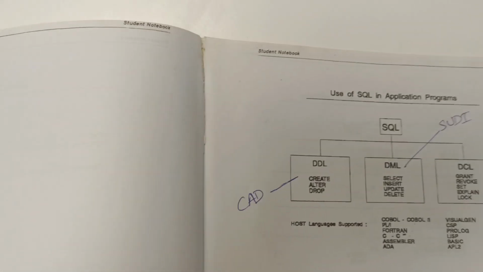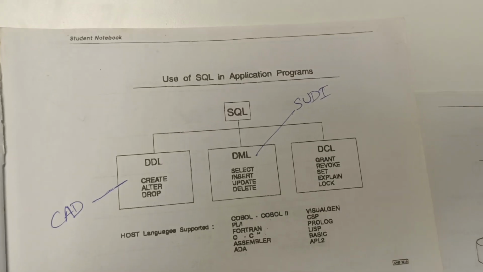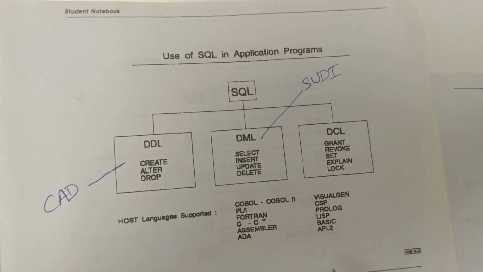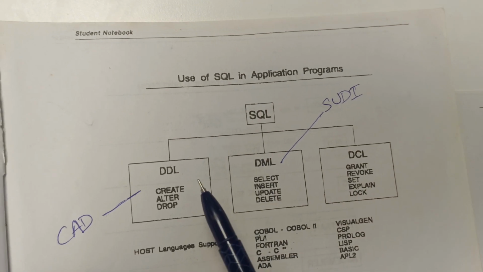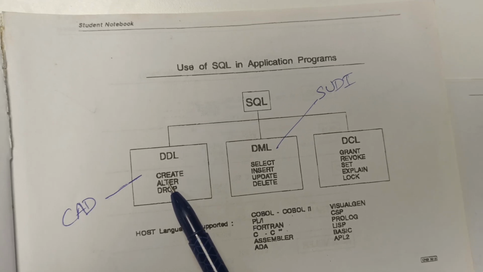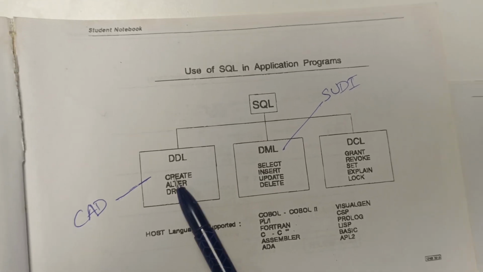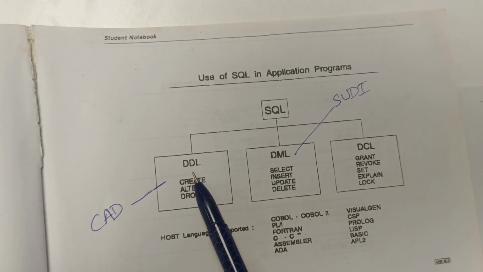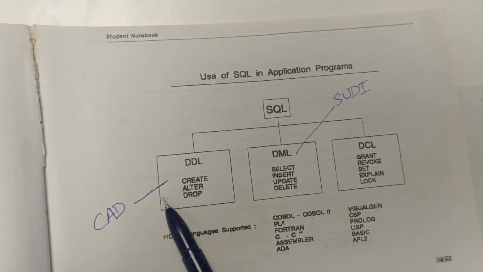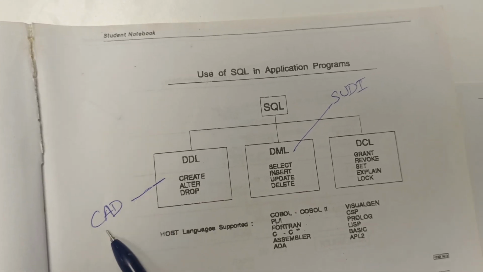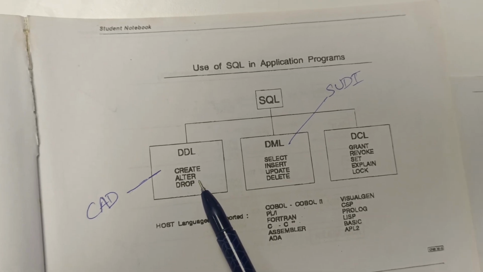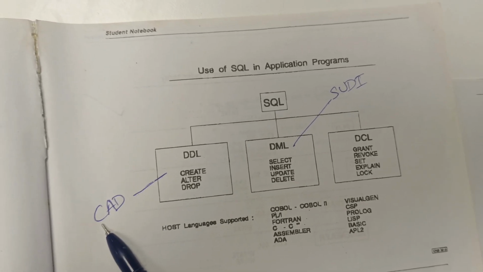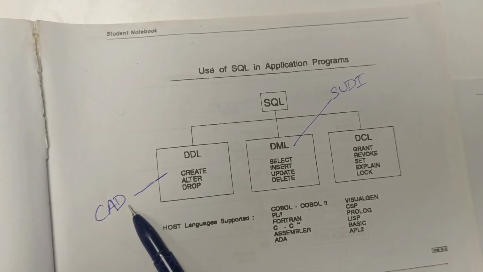In an application program, we use SQL commands, and basically there are three types of SQL commands: DDL, DML, and DCL. What is DDL? Data Definition Language. Under DDL we have three sub-commands: create, alter, drop. To remember easily, we can use CAD: create, alter, drop.